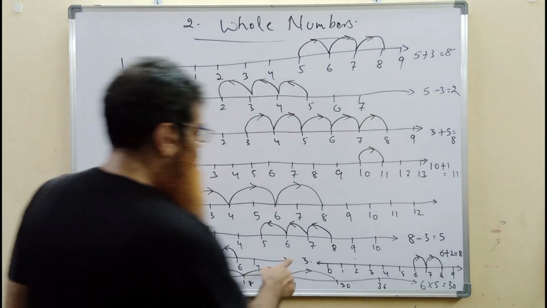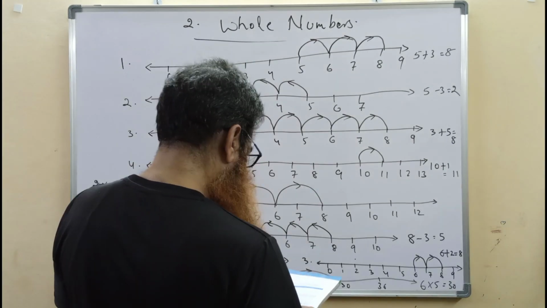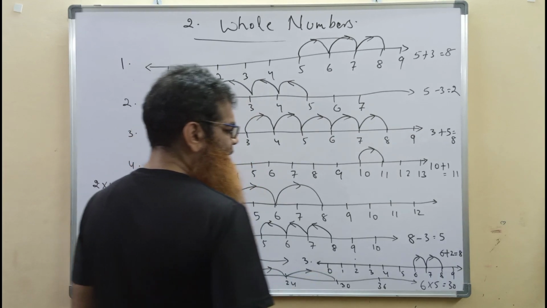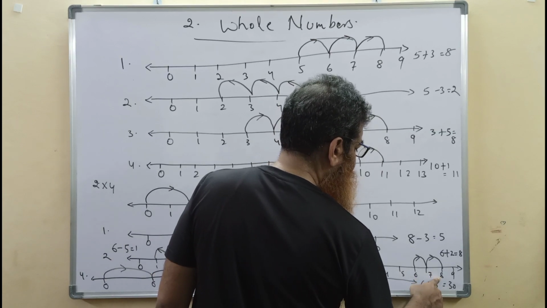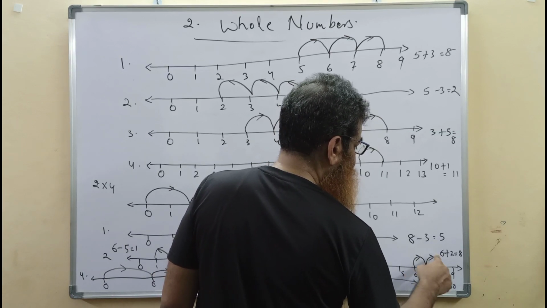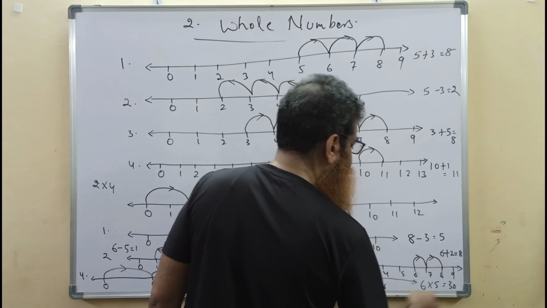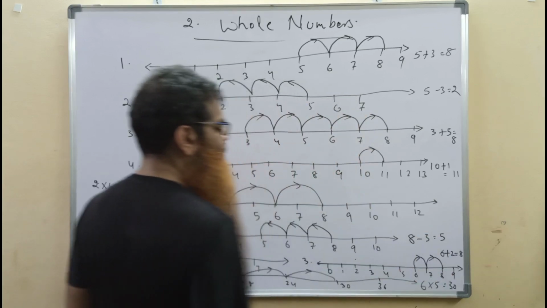In the third question, what should be added to 6 to get to 8? Start at 6, we want to go to 8. We need to jump 1 to get to 7, then jump another time to get to 8. We jump 2 times, so we are adding 2 to 6 to get to 8.